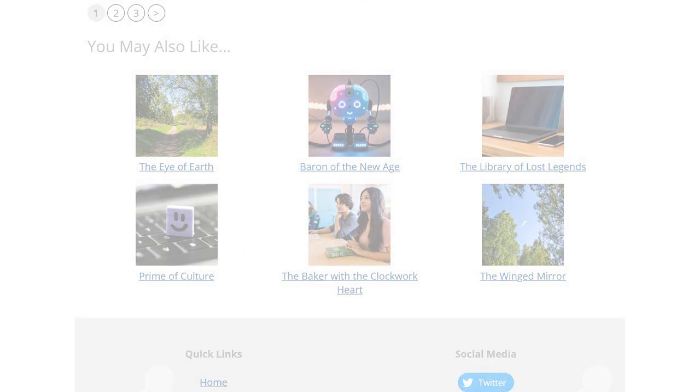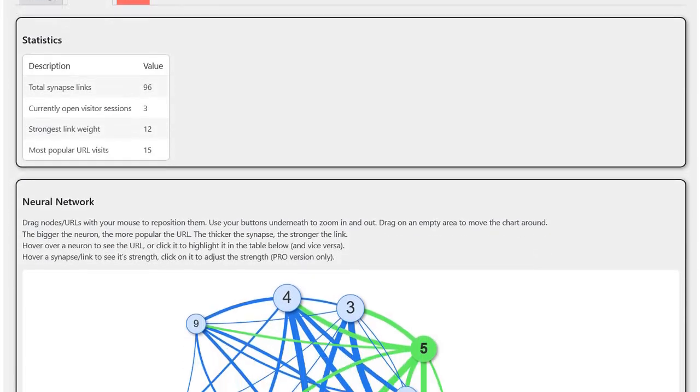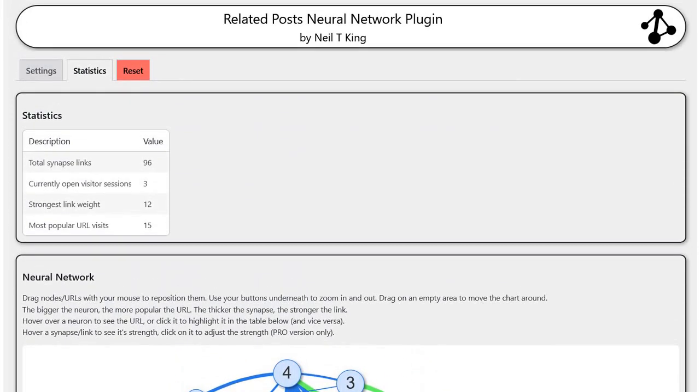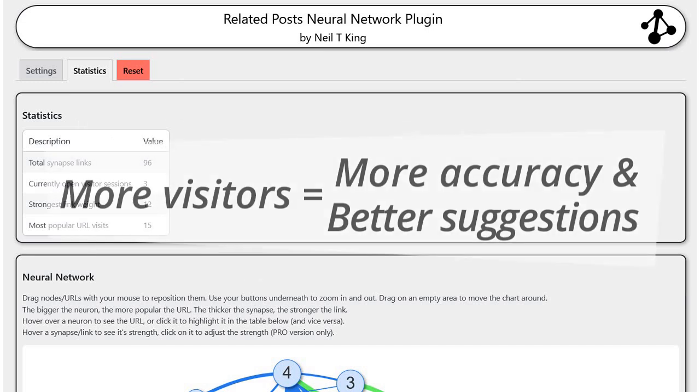Behind the scenes, this plugin learns what visitors access on your website and builds a locally stored and efficient neural network. When a visitor looks at a page, post, article, product, or other content on your site, it uses the links or synapses in the neural net to suggest other content that the visitor may like. The more visitors you get, the more the system learns, and the more accurate these suggestions will become.